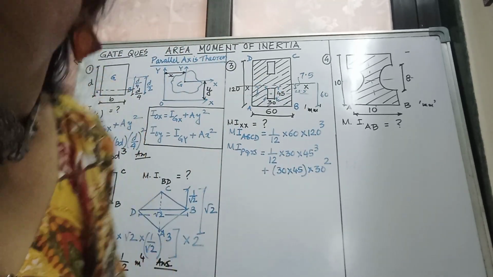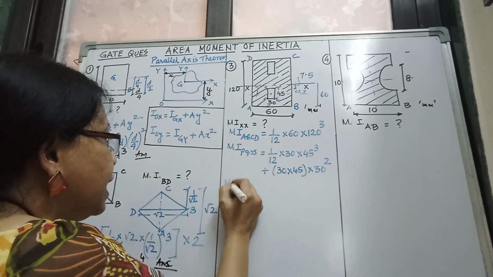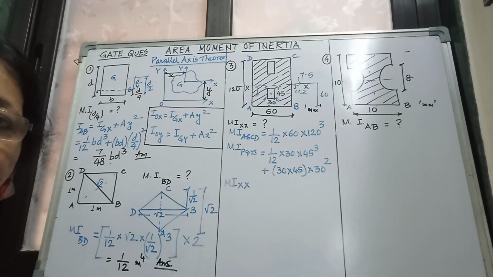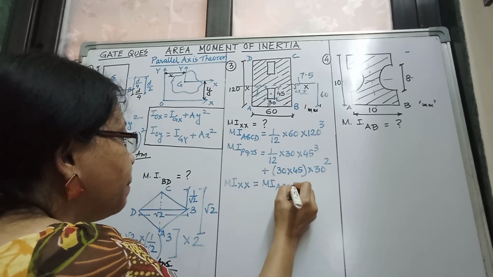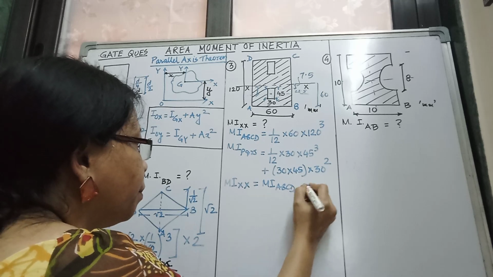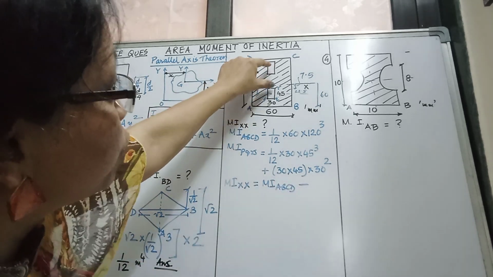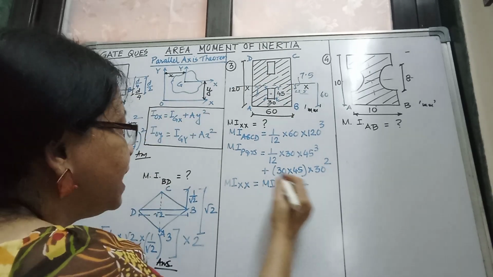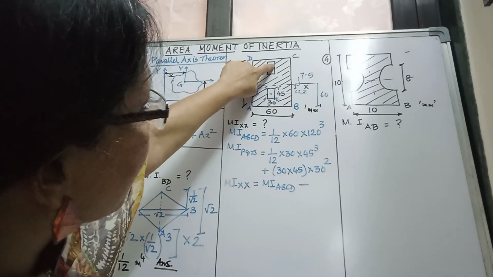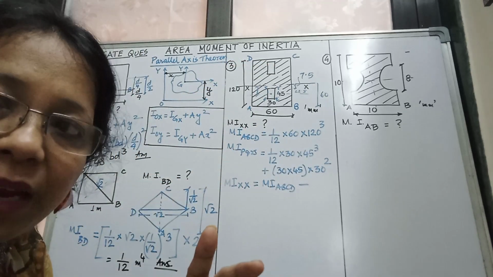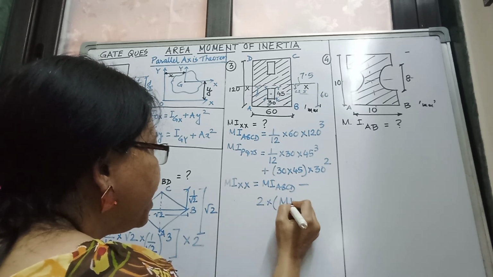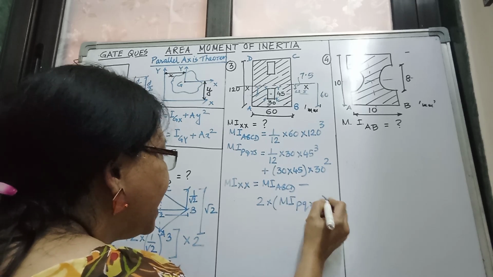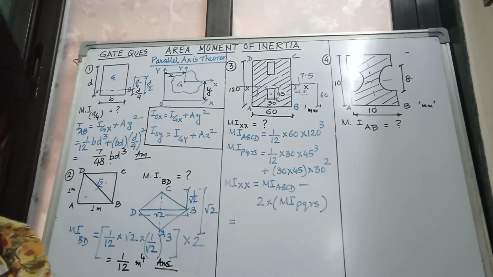Please let me know whether you have understood it. Now the final answer will be MI xx. MI xx will be MI of ABCD minus, we have to subtract, because these two small rectangles' MI has been removed, so minus, but this is for PQRS. Similar for this upper rectangle also, so the entire value we should multiply by 2, so minus 2 into moment of inertia of PQRS. Please let me know whether you have understood it and tell me the answer in the comment box.